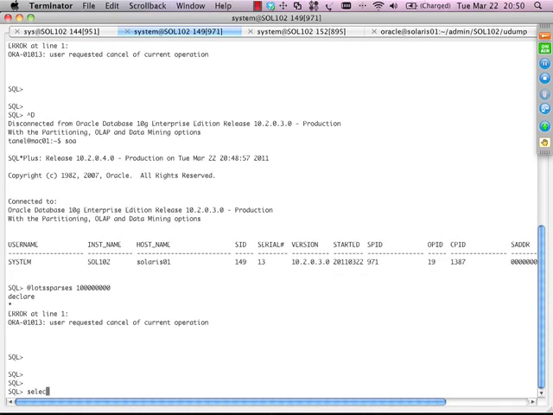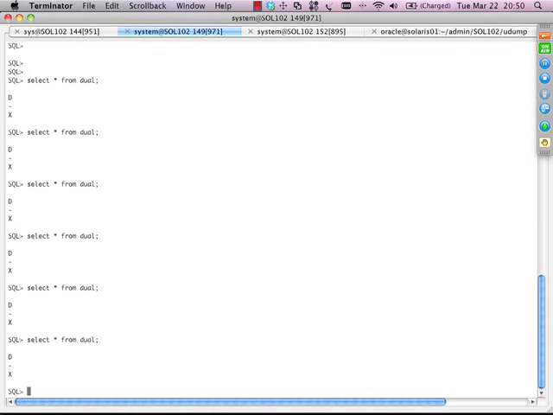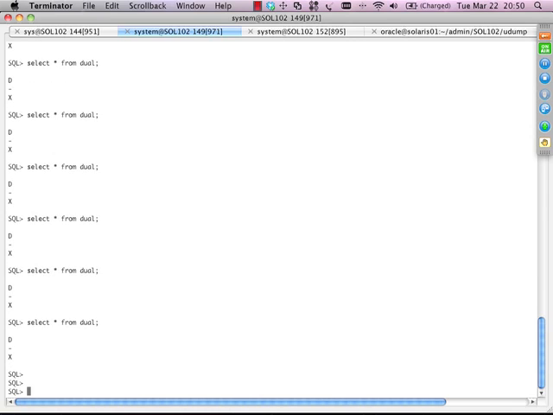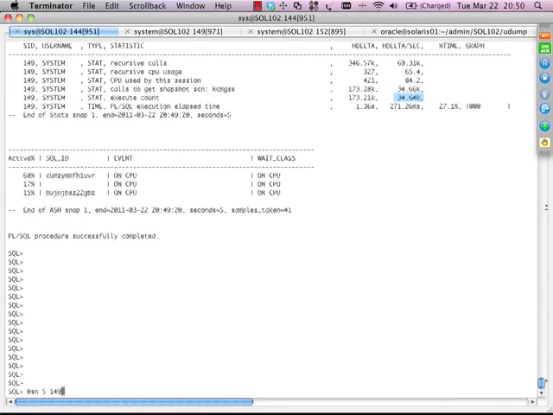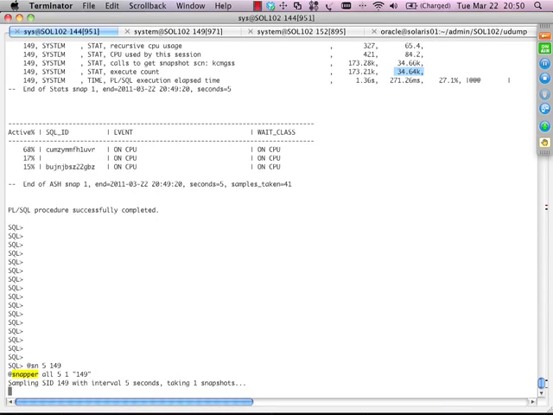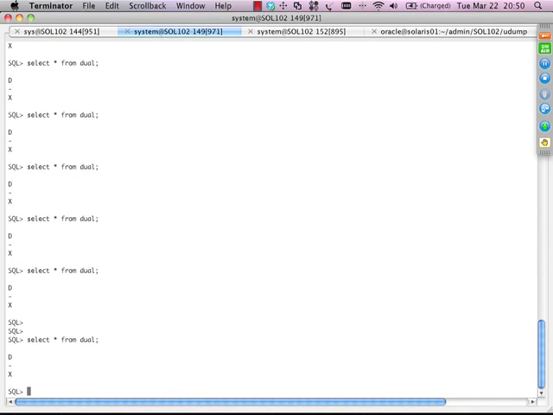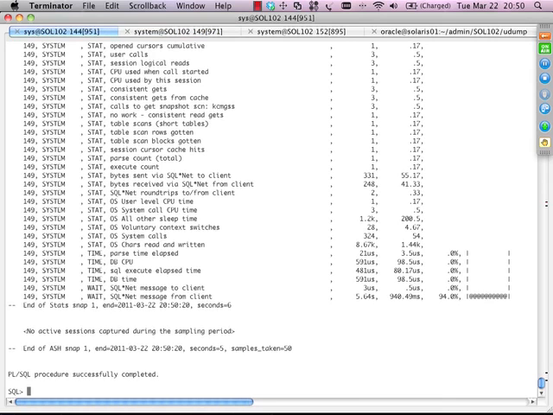But I can just do this. Let's run a new test. You see, I run this multiple times and let's see. I run Snapper. All right, so Snapper runs for 5 seconds. I will run this once. So now we should have a parse and so on.